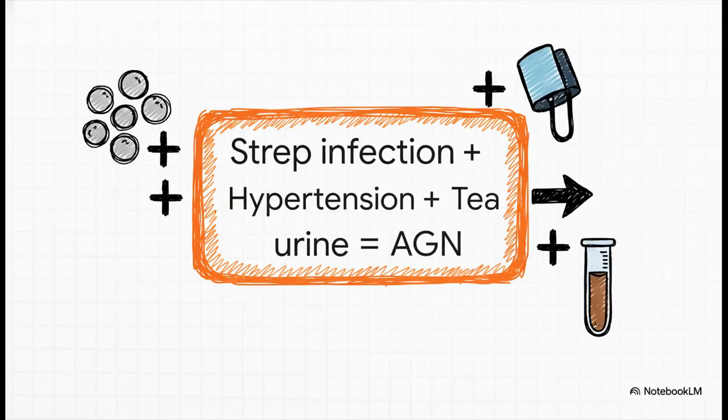And for acute glomerulonephritis, always connect it back to a recent strep infection. The 2 hallmark signs that are going to help you tell it apart from everything else are that high blood pressure and the dark tea-colored urine from blood.